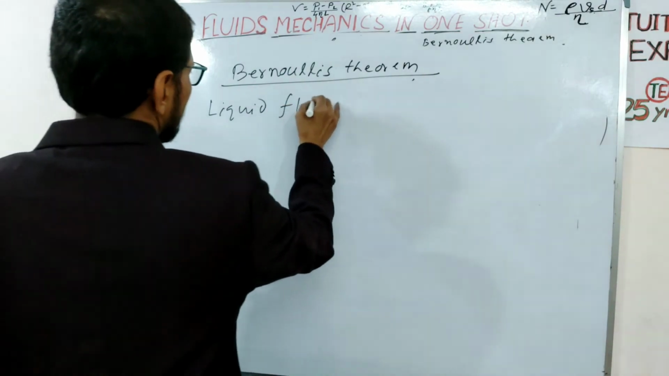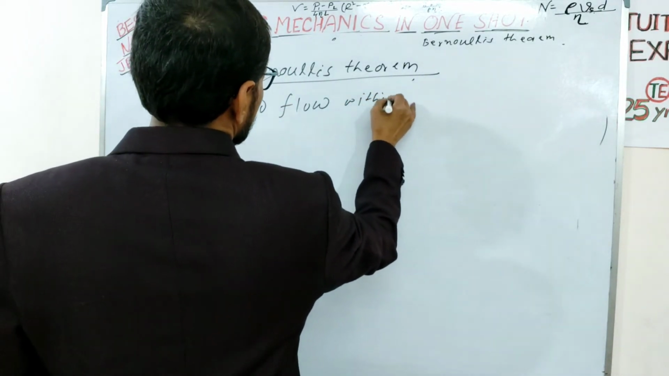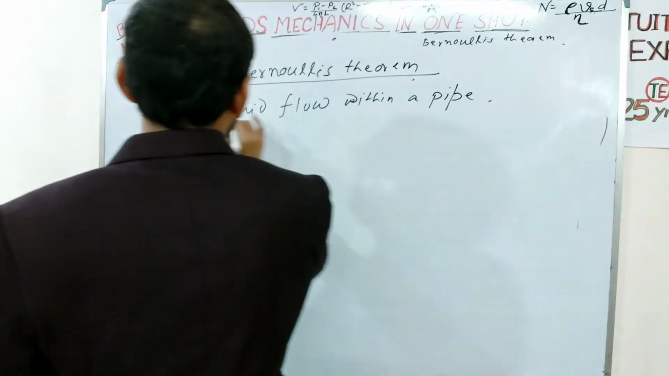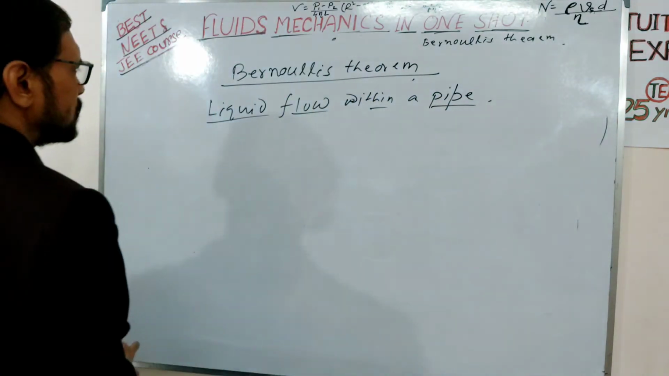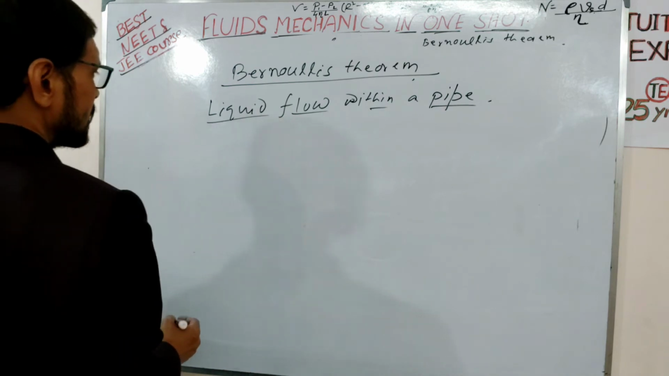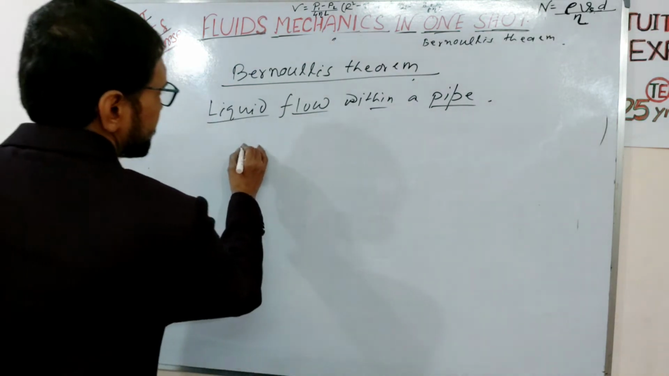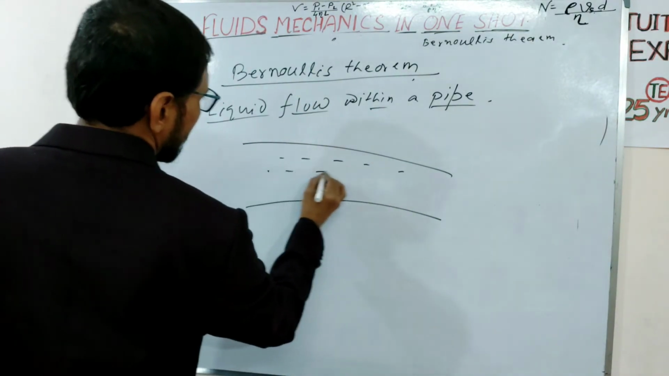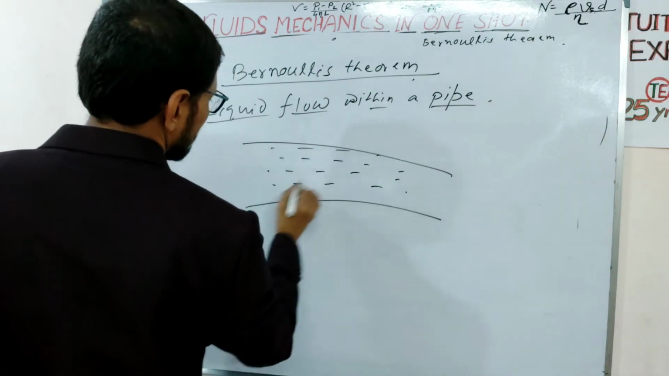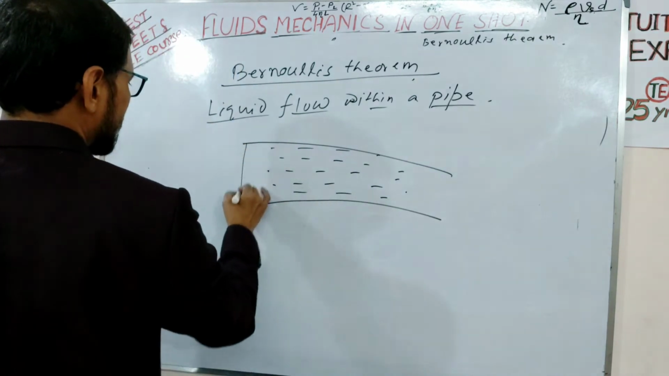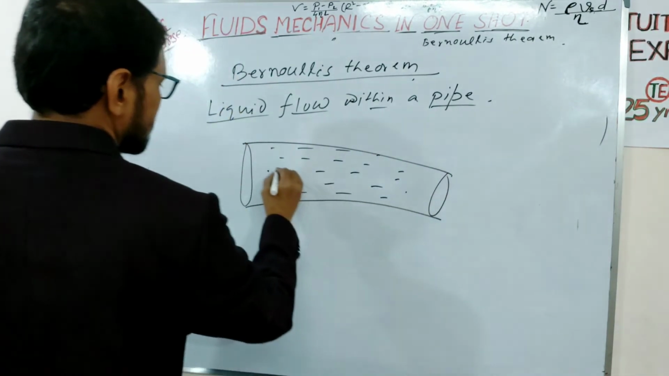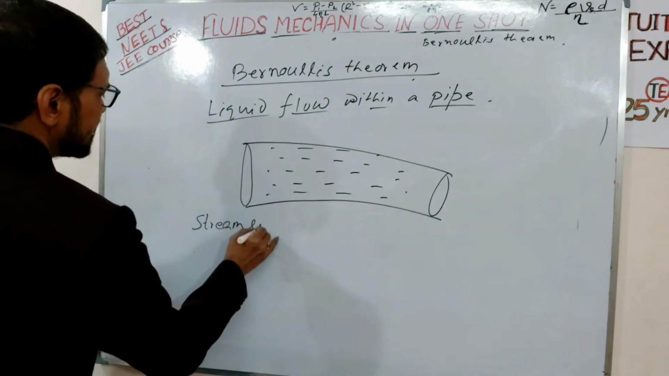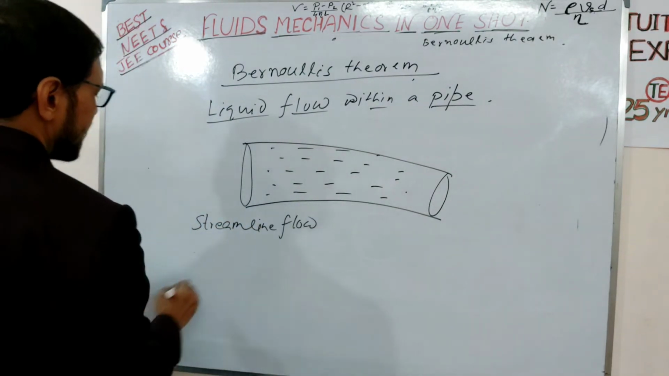Liquid flow within a pipe. Here two types of flow are present: streamline flow and turbulent flow.